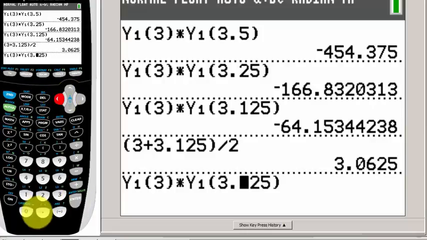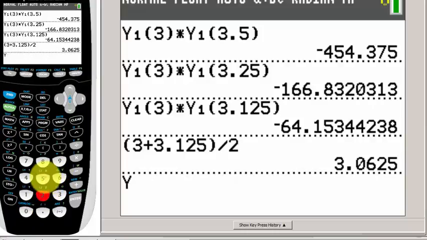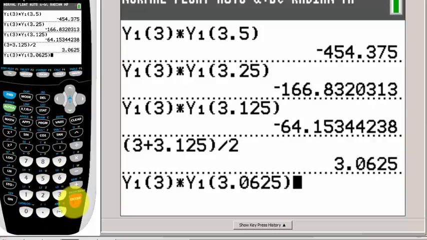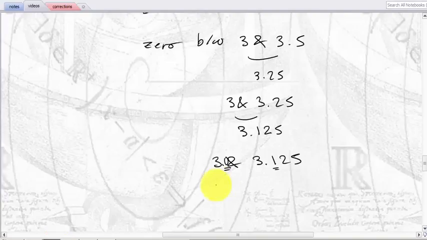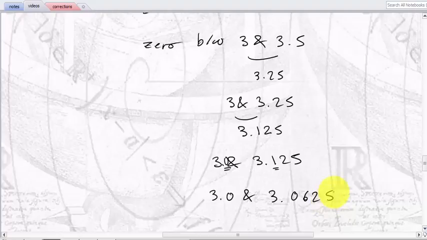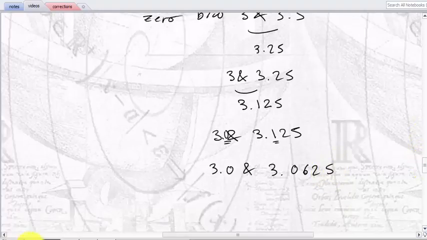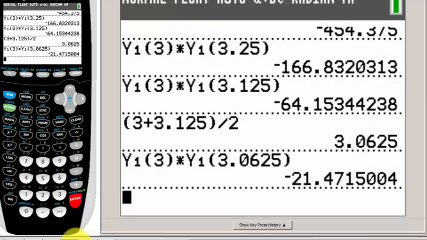Okay, so let me do second enter right here, and let's take 3.0625, and it is again negative. Oh, I got my first digit after the decimal point. Okay, I know it's between 3.0 and 3.0625. All right, good. So I need to take the middle again. I would like the middle to change and not be at 3 all the time.